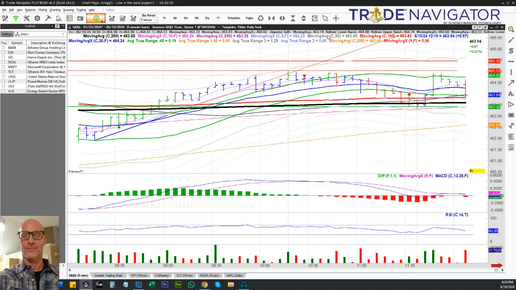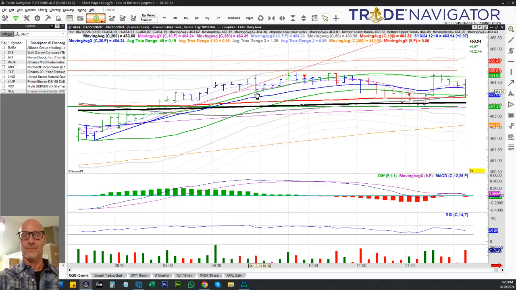But again, this is the 5 minute chart on the Qs. You can see we have a swing low down here, and then we have another swing low right here. So that's the trend line. Drew the trend line up. Here on this particular bar, we broke the trend line to the downside.